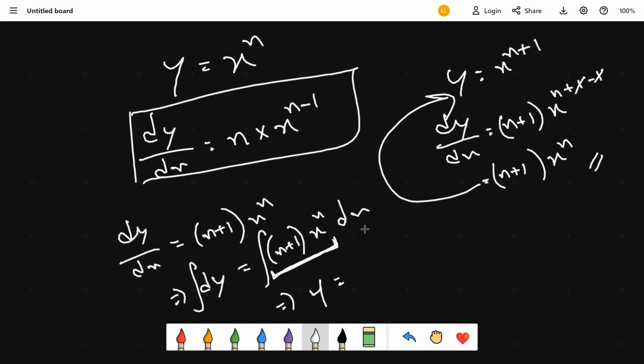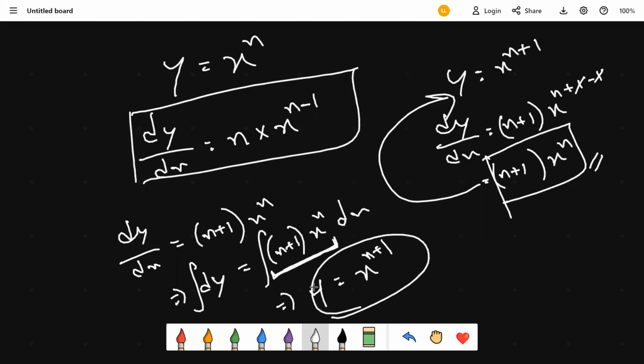Forget about this dx part. Just consider this portion, because this is that part. So integrating this should give us what? x to the power n plus 1, isn't it? That should be our integrating part.